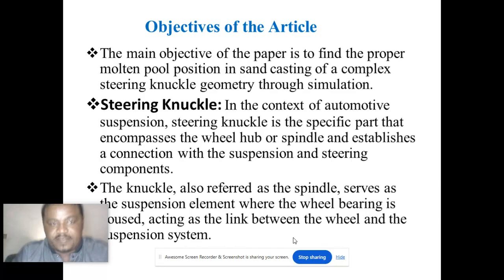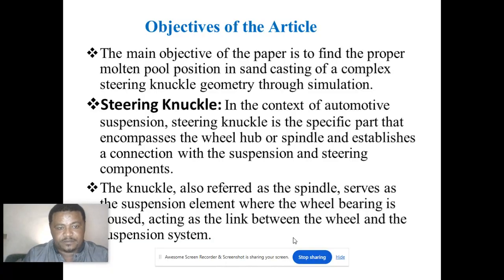The objective of this article is to find the proper molten pool position in sand casting of complex steering knuckle geometry through simulation. The part which we are going to simulate is the steering knuckle.